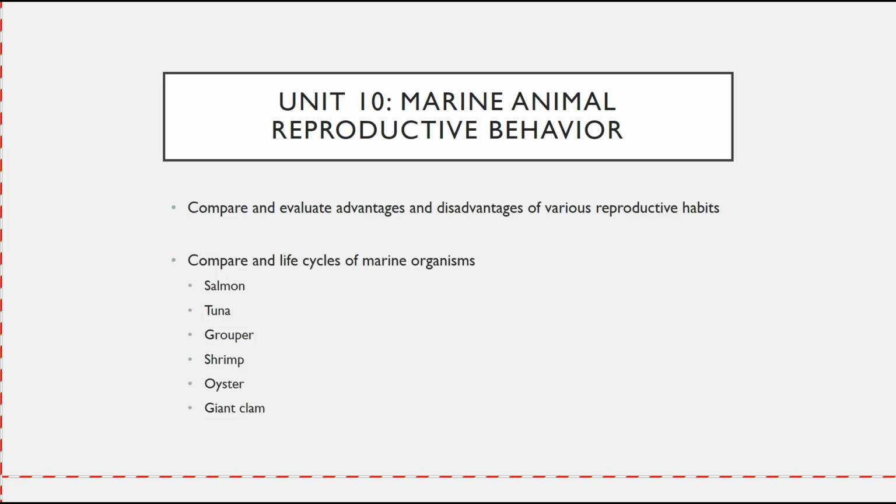And then eventually you guys are going to have to learn the complete life cycles of salmon, tuna, grouper, shrimp, oyster, and giant clam. I'm teaching this to you backwards from how the Cambridge Syllabus has it, simply because it's important for you guys to understand the strategies before you think about the life cycles, because you also have to evaluate the choice of habitat and some of their reproductive methods as part of this unit. So I think it's easier to understand if we do it this way.